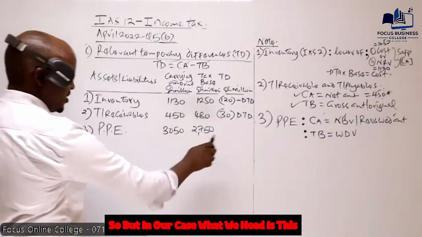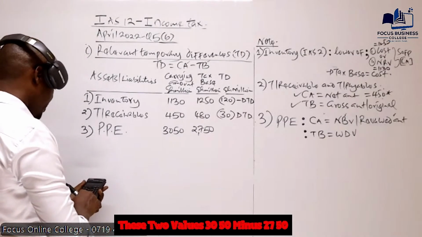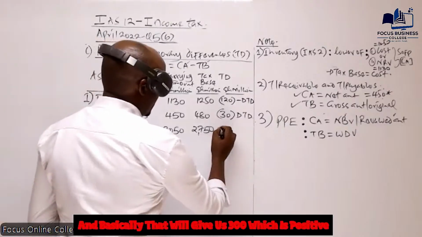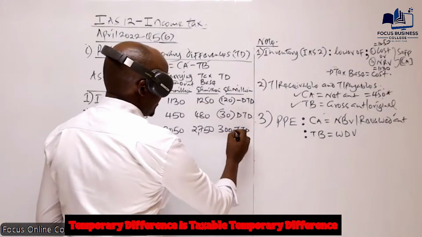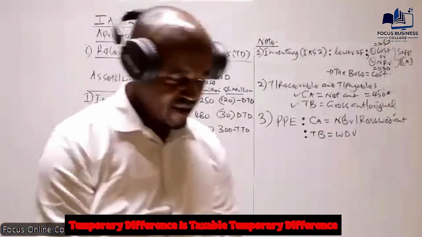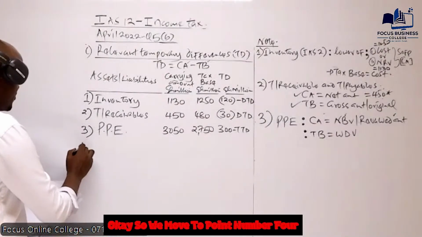But in our case, what we need is these two values, 3050 minus 2750. And basically that will give us 300, which is positive, and this is a taxable temporary difference. Okay, so we move to point number 4.